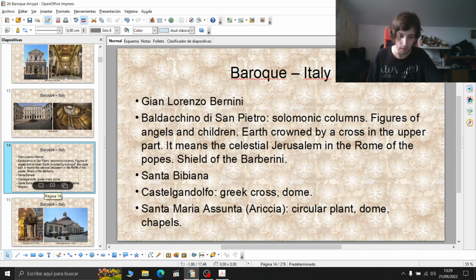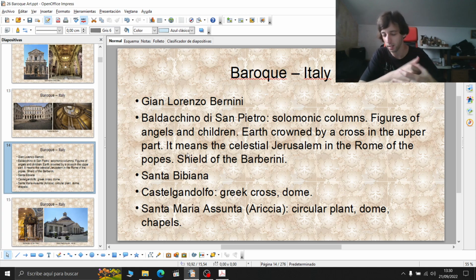Gian Lorenzo Bernini. Baldacchino di San Pietro, with Solomonic columns, figures of angels and children, and the earth crowned by a cross in the upper part. It means the celestial Jerusalem, in the Rome of the popes. Celestial Jerusalem is the celestial city. It also appears in the Bible at the end, in the Apocalypse, if I remember well.